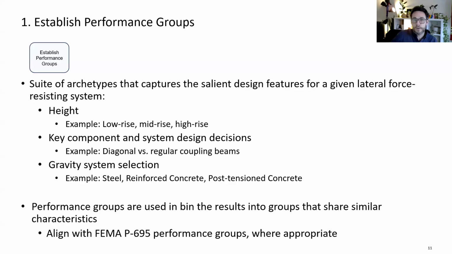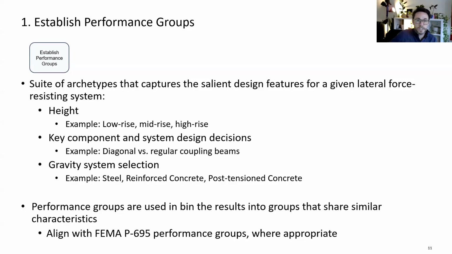So the first step in the qualification procedure is to develop performance groups. We start with a suite of archetype buildings that capture salient features for any given lateral force resisting system. The intent is that the suite of archetypes is going to capture the variability that we see in design when using these different lateral systems.